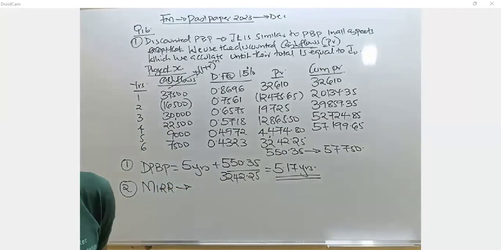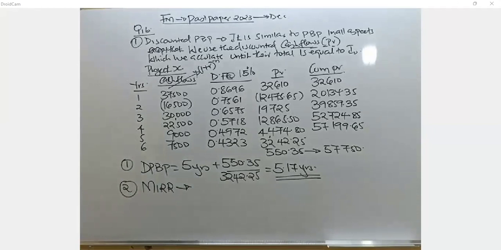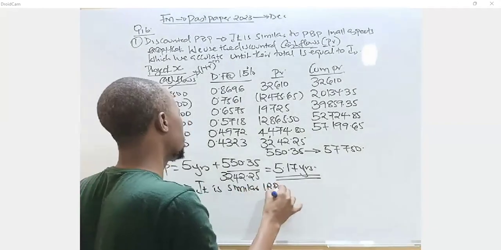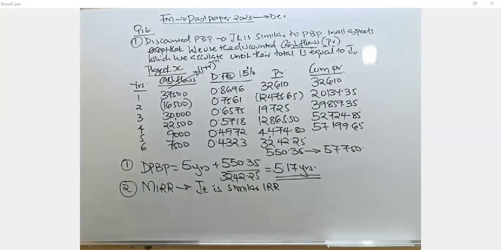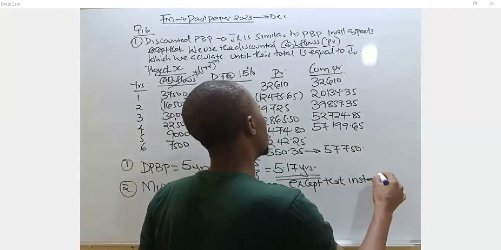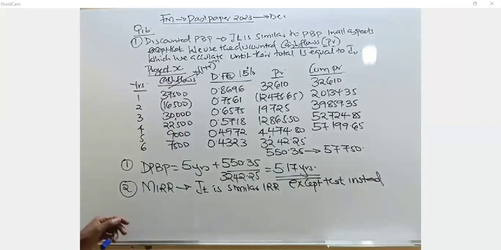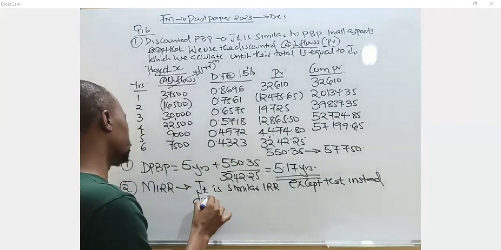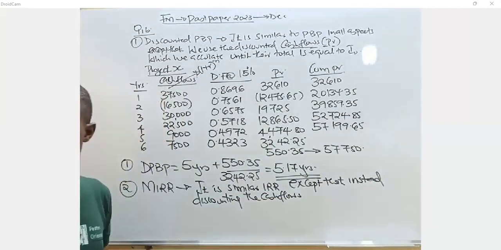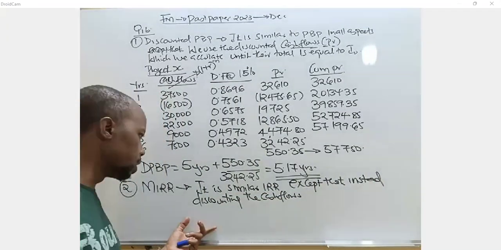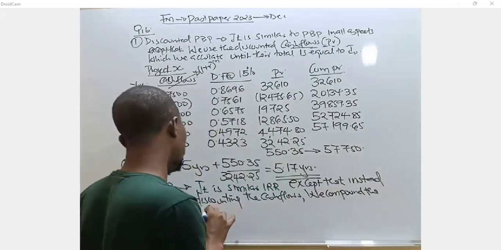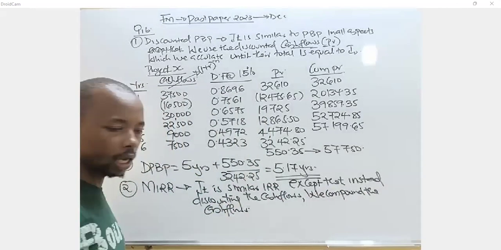And if we can remind ourselves about the modified internal rate of return, we say it is similar to the internal rate of return, except that instead of discounting the cash flows, we normally compound them. So rather than discounting, we normally compound.